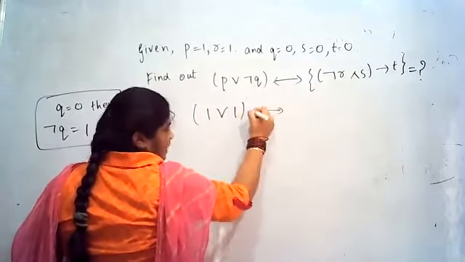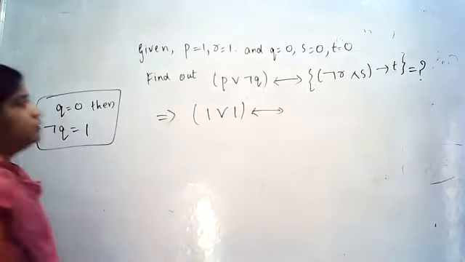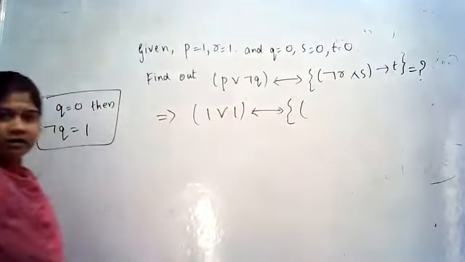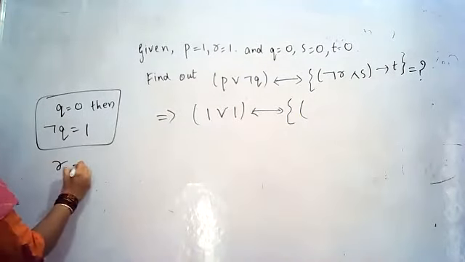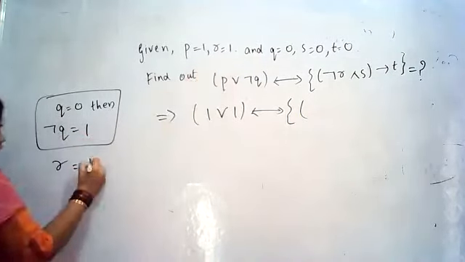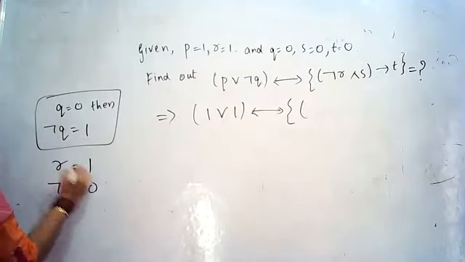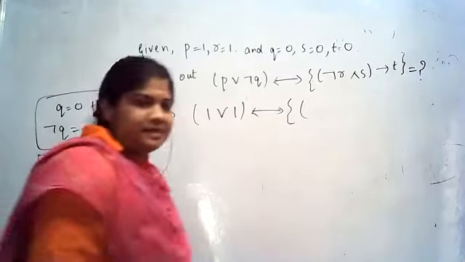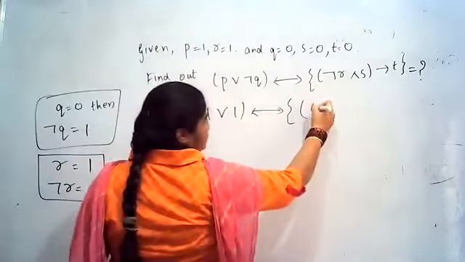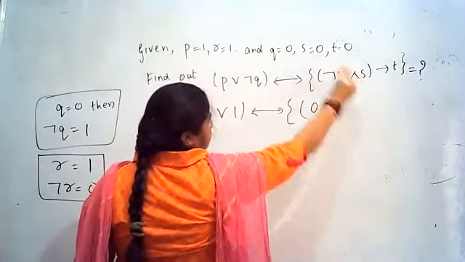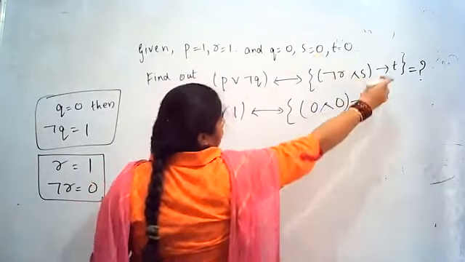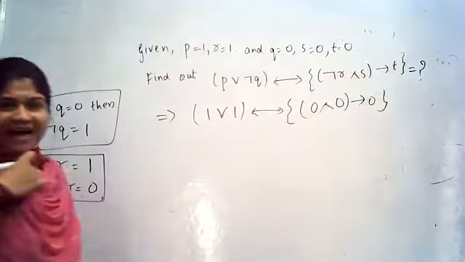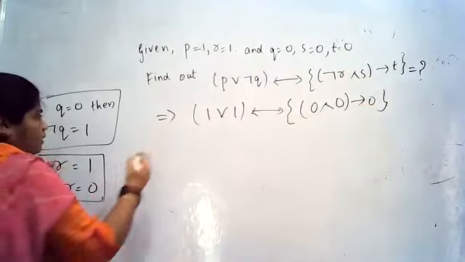So as it is, biconditional, we will solve last. Okay. Flower bracket of common bracket negation R. If R is equal to 1, what will be negation R? 0. If R is equal to 1, negation R will be 0. Conjunction of S, which is 0. Conjunction of T, which is 0. Just substitute the values. Now we will solve one by one.